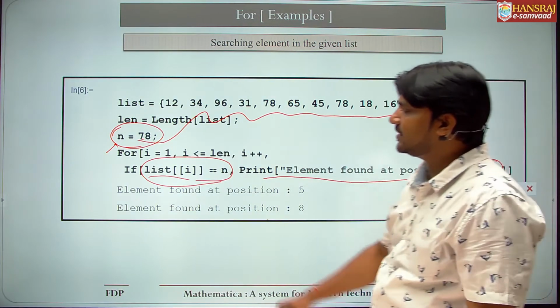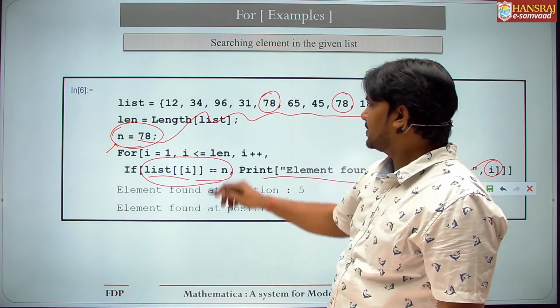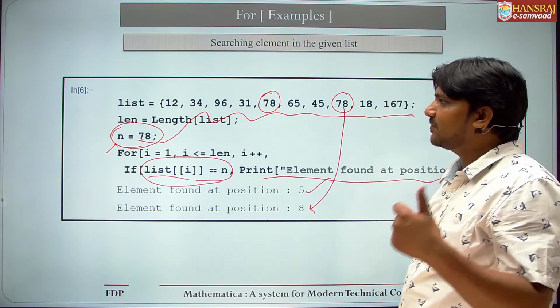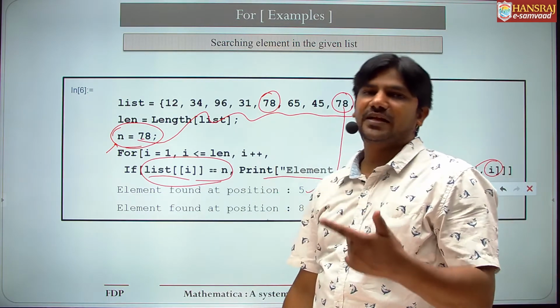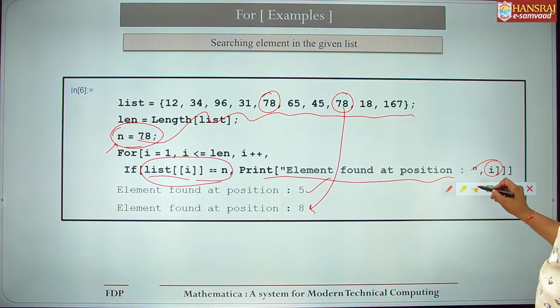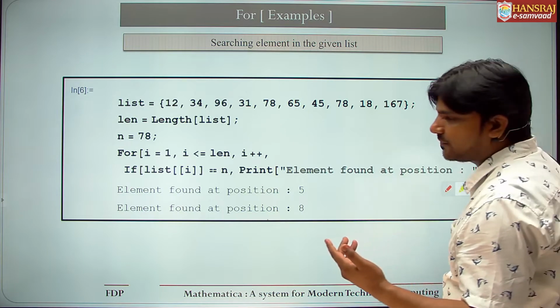Now you can see here 78, and 78 is here, again it is here. So this is our 5th position and this is our 8th position. So you have one particular element, 78, at 2 different positions, and that is how you check, right? And the same type of code we use for finding maximum, minimum, or searching something.